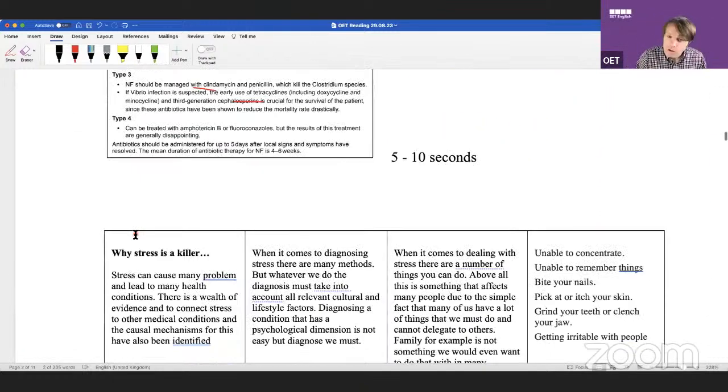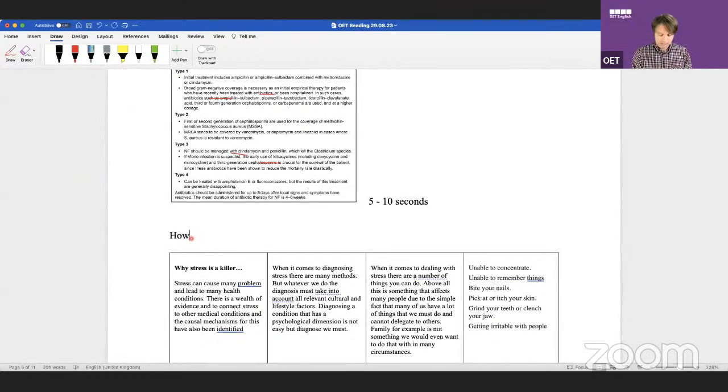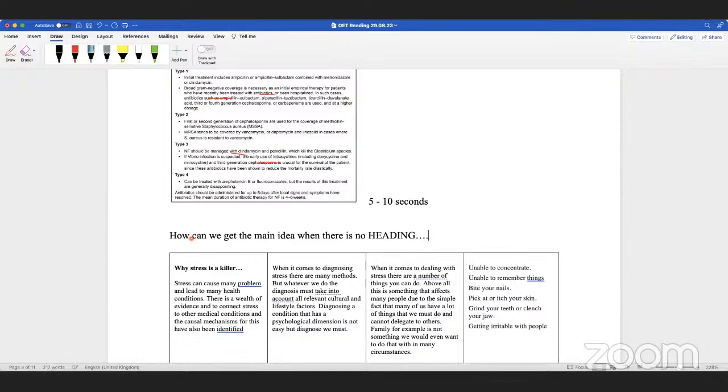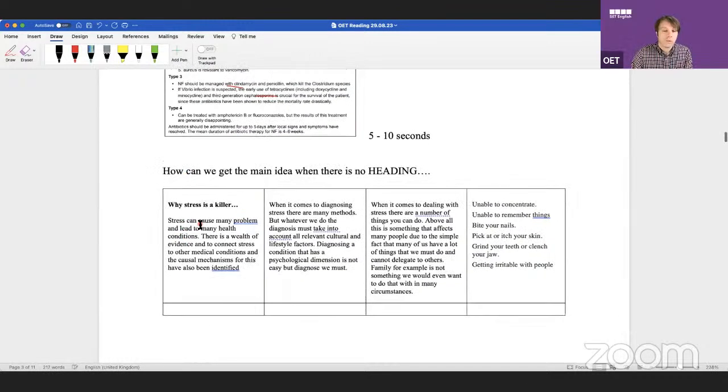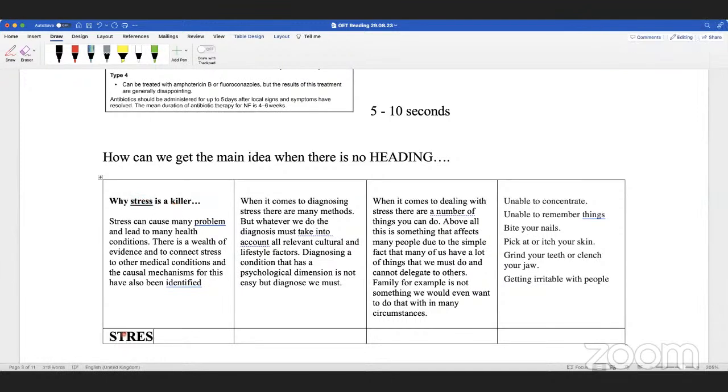So I know you guys know this, but I want to review: how can we get the main idea when there is no heading, no subheading? In this case, we all know that the main idea is stress. Just one second, we have this here.